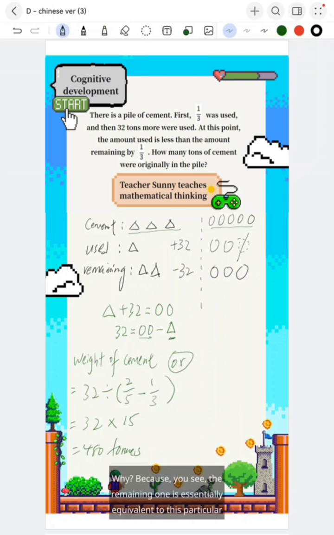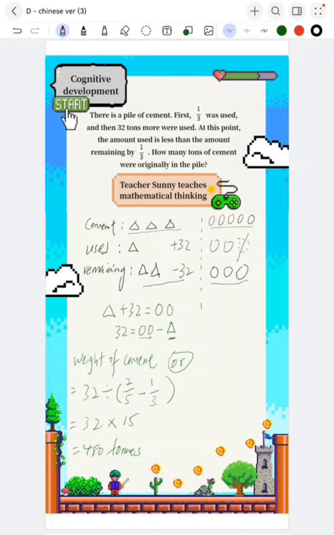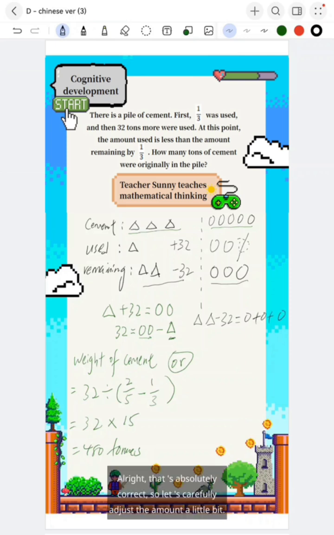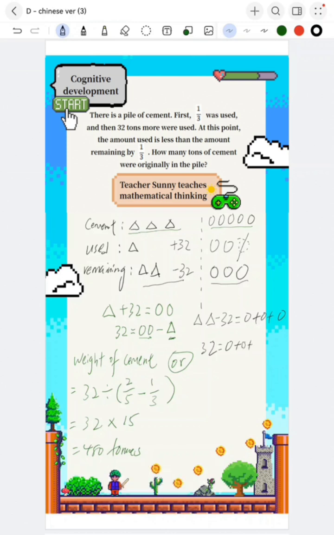Why? Because, you see, the remaining one is essentially equivalent to this particular one. That is to say, it's equal to this one. All right, that's absolutely correct. So let's carefully adjust the amount a little bit. That is to say, 32 is indeed equal to 3 complete circles. It's not 30 yuan anymore. It's just 2 triangles minus exactly 3 circles in total.